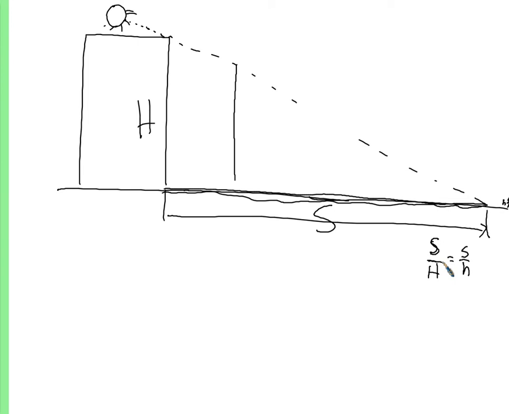That would also be the same as if I took big shadow or little shadow equals big height or little height. That would work. That's also true. Or big height over little shadow, or little height over little shadow, big height over big shadow. All of these things are equal to each other.